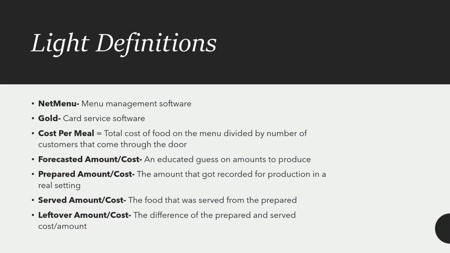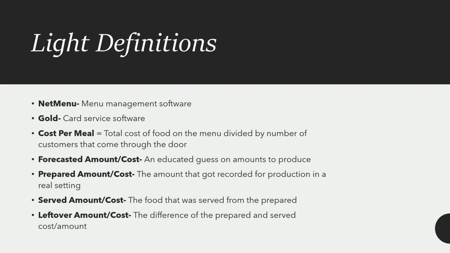All right, some definitions. We have NetMenu. That's our menu management software. It's the software that we buy raw ingredients with and transform them with recipes, and then sell them as finished goods to our customers, as well as put them on a customer-facing website with nutritional information. Gold is our card service software. So anytime you go into a dining hall on campus and tap your ID badge at a POS station, it registers taking a meal plan. So we are going to be looking at that information.